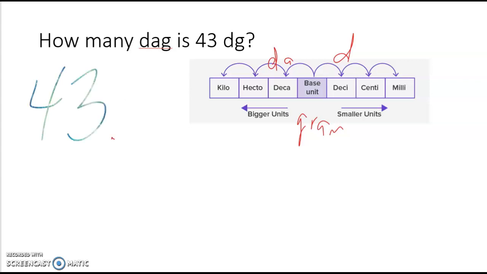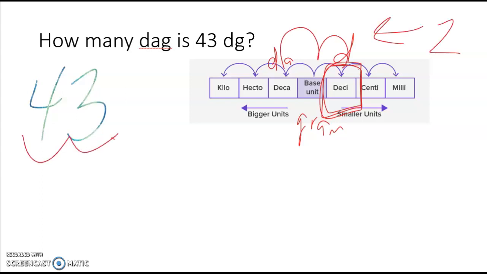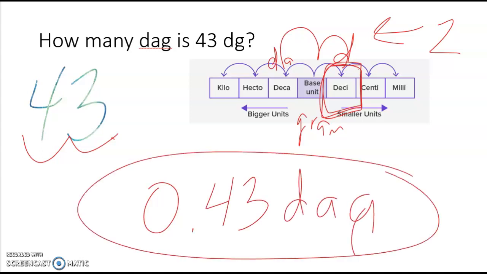So again, we have our decimal point at the right. I'm starting with 43 decigrams. I'm starting here. That means to go to deca, I'm going left 2 spaces. 1, 2. So 0.43 decagrams.